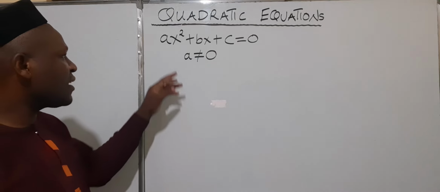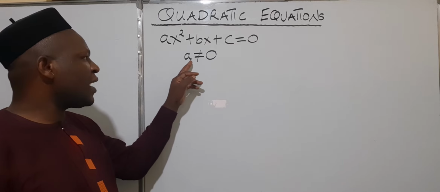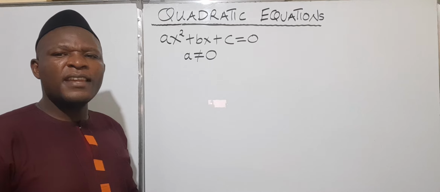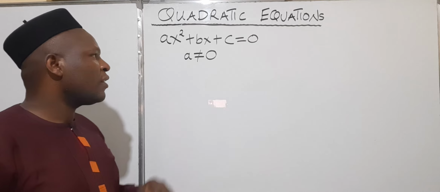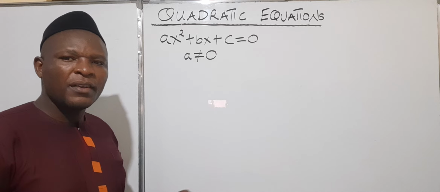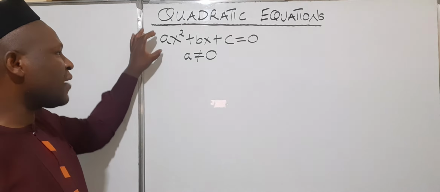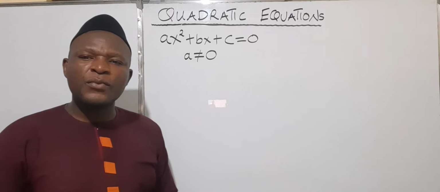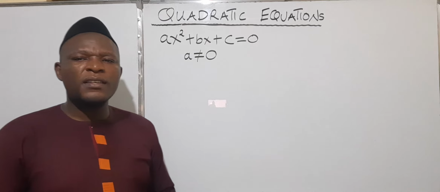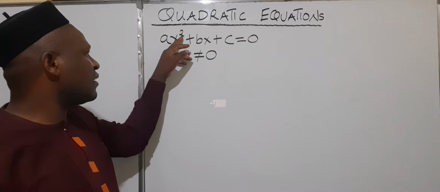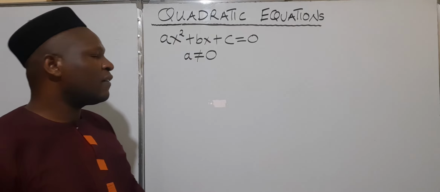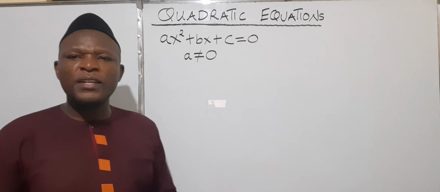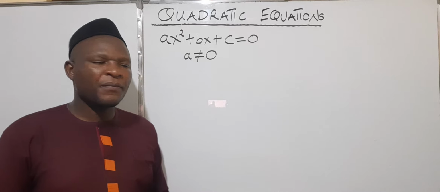Now, a quadratic equation should never be raised to any index above a 2 or below a 2. What qualifies this equation to be called a quadratic equation is that the leading index there is a 2. If it is not a 2, it ceases to be a quadratic equation.